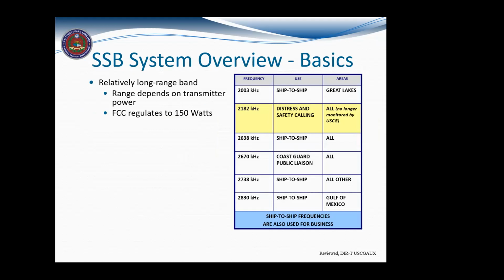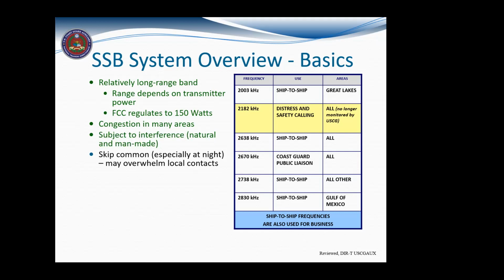Some of the channels that you will have brought before you on the test in the HF band using single sideband, you will be expected to know 2182. Of course, we aren't going to run into this on the Great Lakes much. It's more for long distance communication, so you're going to find it in the oceans. The skip, of course, increases the range.